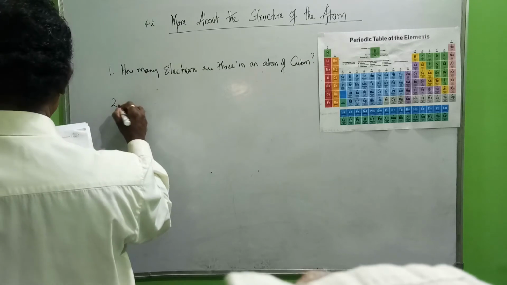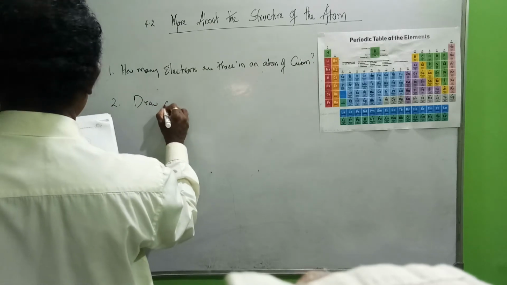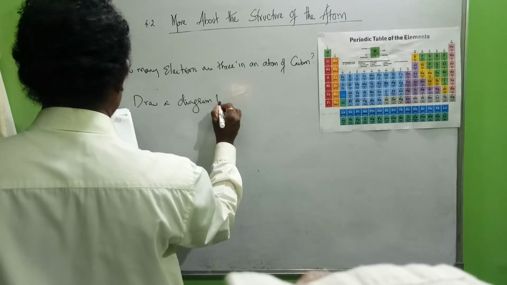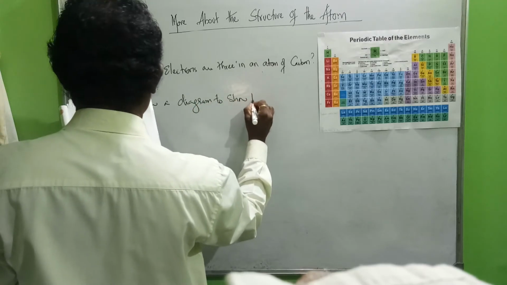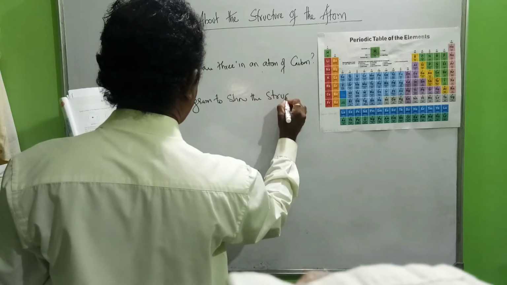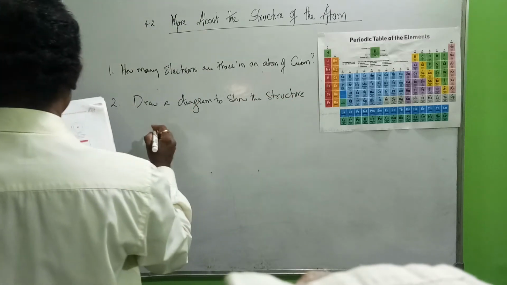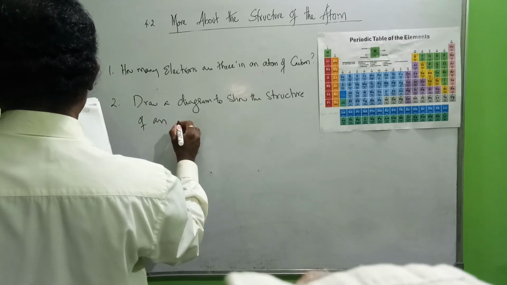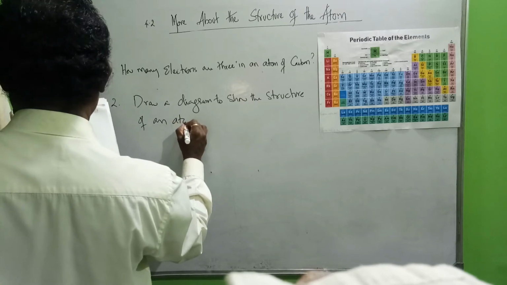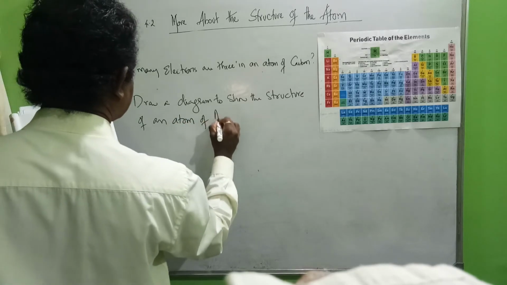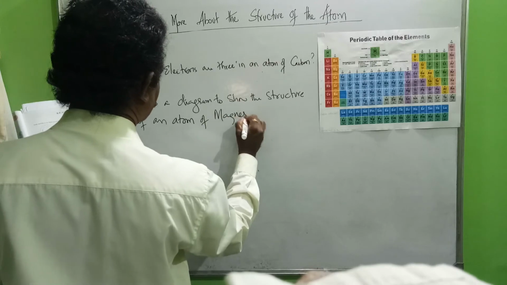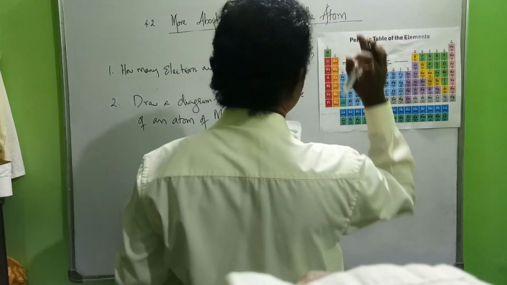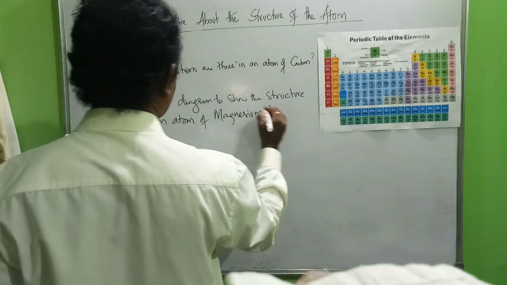Okay, second question: draw a diagram to show the structure of an atom of magnesium. Okay, we are going till, let us learn 1 to 20. So magnesium is 12. Clear? See, as per the book it says.